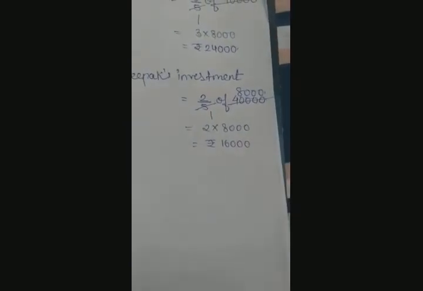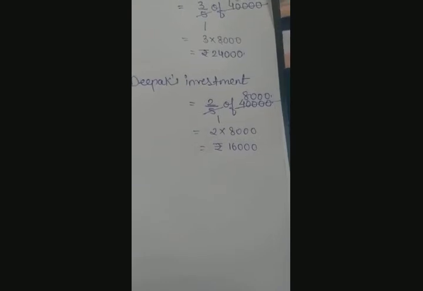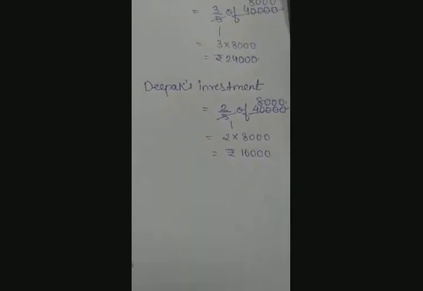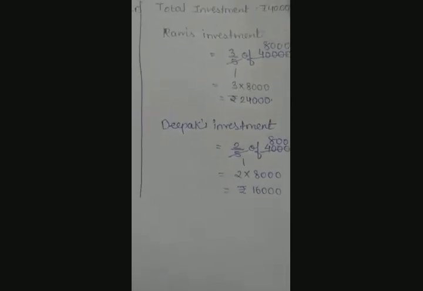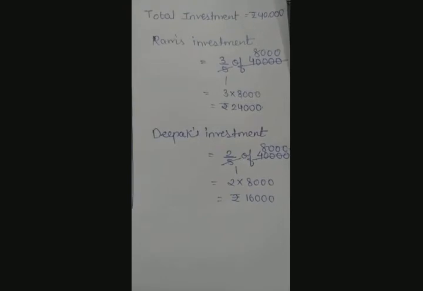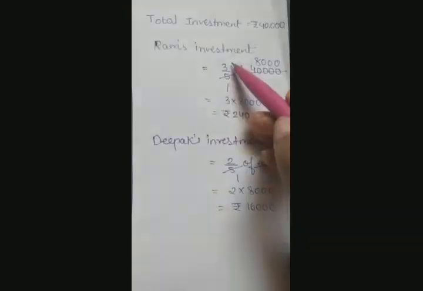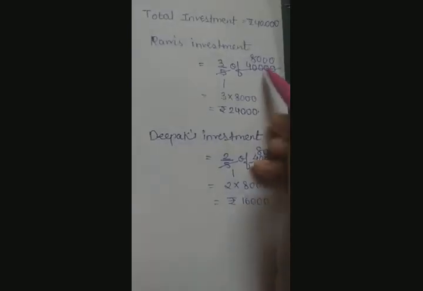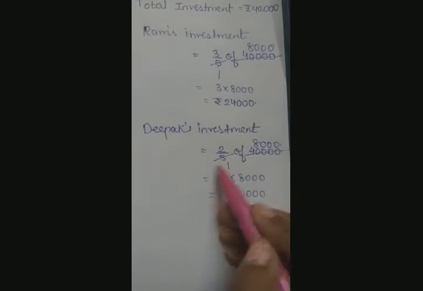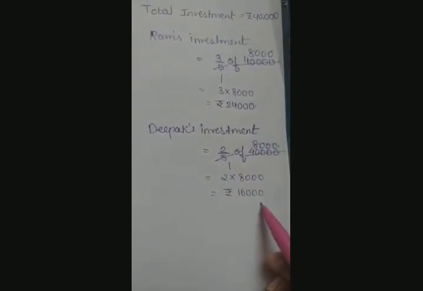So here Ram's investment is 24,000 and Deepak's investment is 16,000. Okay, from this total investment 40,000, just you have to see the fractional number 3/5 of 40,000 and here 2/5 of 40,000. Do the cancellation, whatever answer you get, multiply, you will get the answer done.